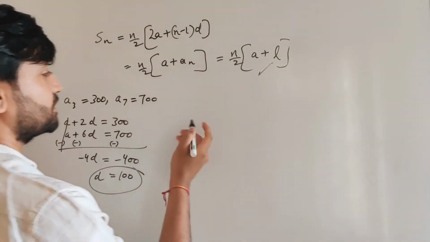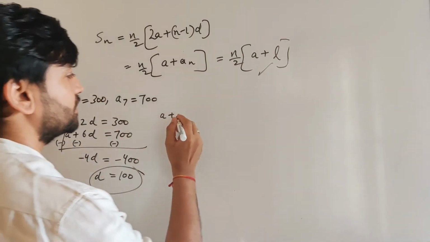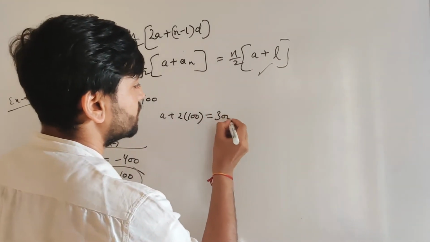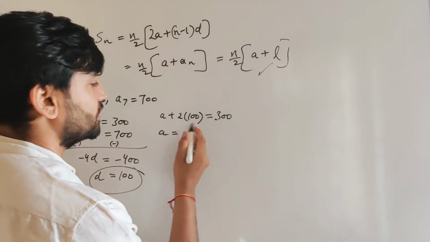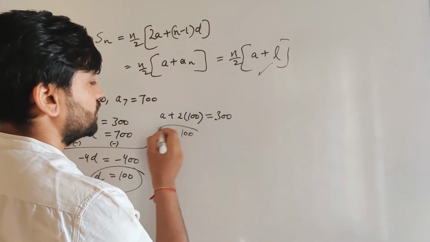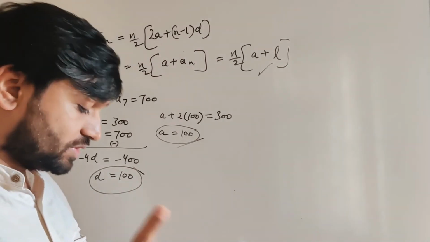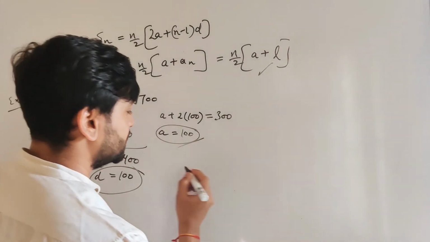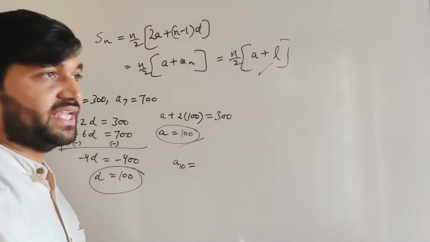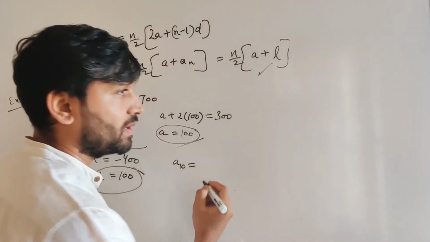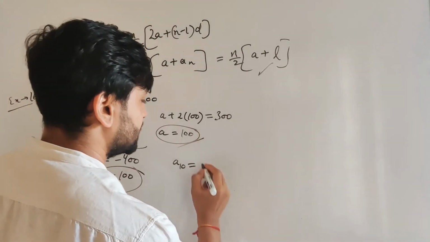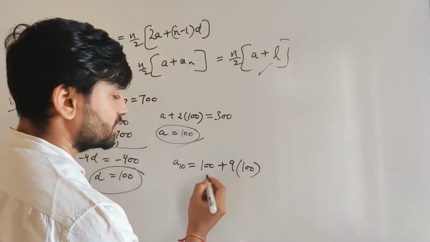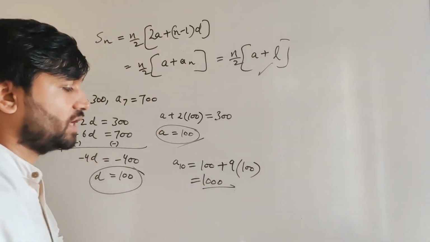With d equals 100, maybe I substitute in the first one. So a plus 2d, 2 into the common difference 100, is equal to 300. I simplify: this is 200, this is 300. That gives you 300 minus 200, so a is 100. So that is the first part, the production in the first year. Second part, the production in the 10th year, meaning they are asking for the 10th term, A10. A10 is a plus 9d. a is 100 plus 9 into the common difference 100 as well. So 900 plus 100 gives you 1000 as A10.